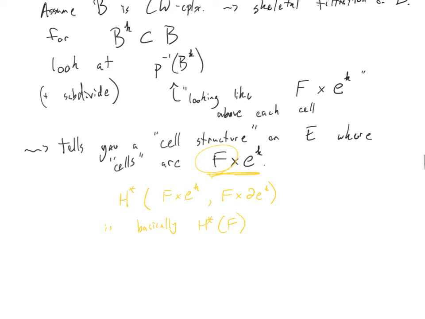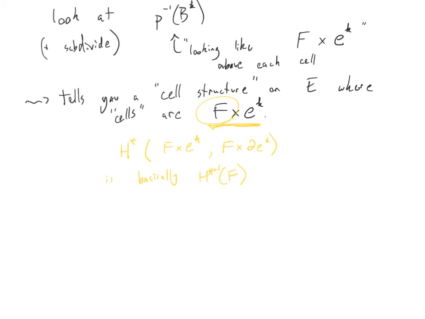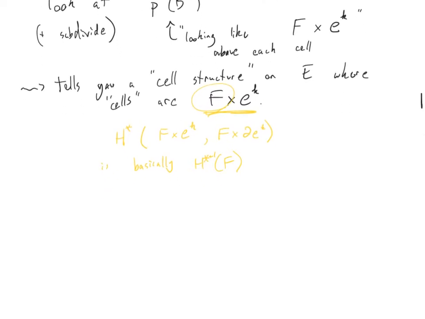I think it's plus one. I don't remember these details, and you don't need to either. But the point of this is you can assemble this into a filtration that tells you how to build a cell structure on E_K. And so you get this kind of new filtration.